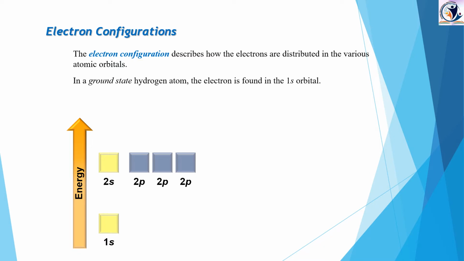In the ground state of hydrogen atom, the electron is found in the 1s orbital. How many electrons are there for hydrogen, children? Just only one, right? So it should start with 1s. Every atom, whatever the number of electrons, should start with 1s itself. Without skipping 1s or skipping 2s, it is not going to enter any other orbital at all. It should start with 1s itself. Let's see.